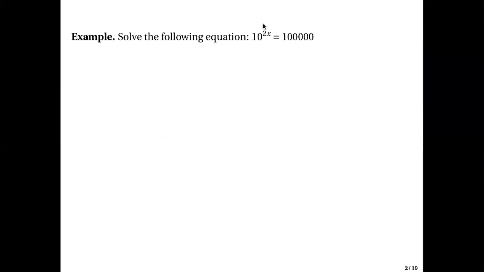So we want to solve the following equation. 10 raised to 2x equals 100,000. So before we solve this, let us recall these properties. So properties of exponents, we have: one is a to the 0. This is equal to 1.